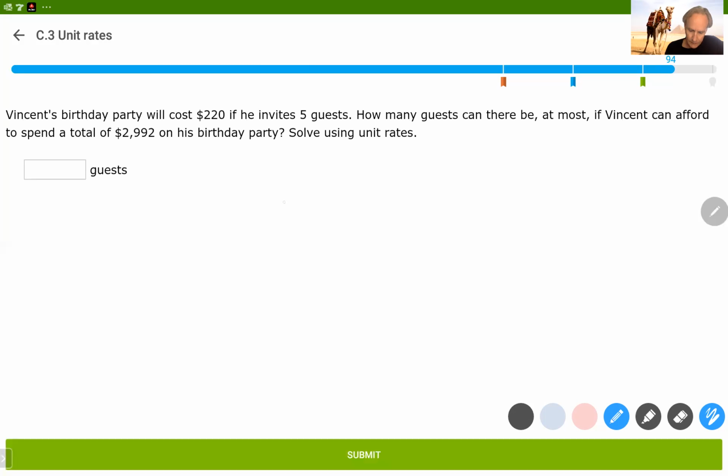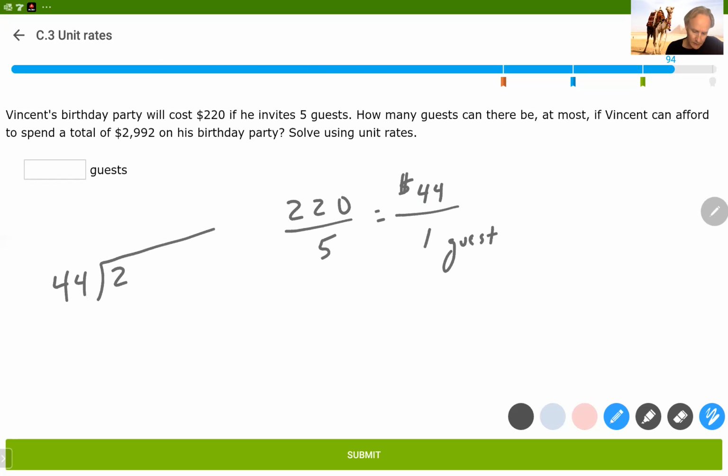220 over 5 is 44. 220 over 5 is $44 per one guest. And if we want to spend $299.20, how many can he invite? And 44 goes into 299.